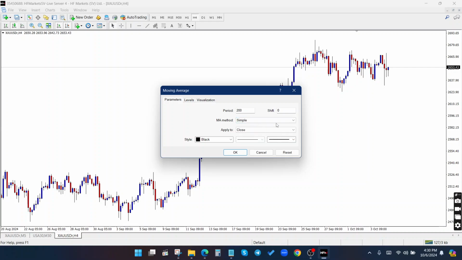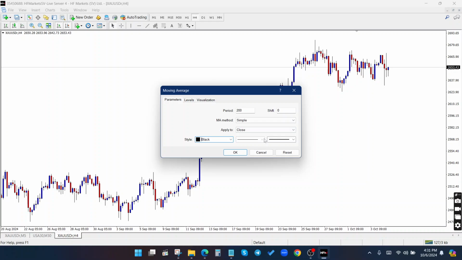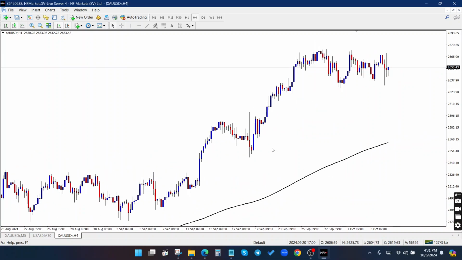We already discussed the exponential moving average in a previous video. Okay, so you can select the style you want to use, and then you can select the thickness of the moving average line, and for the levels we can just leave this as the default, and then for this we can leave this as the default as well. Click on OK. Now we have it set up on our chart.